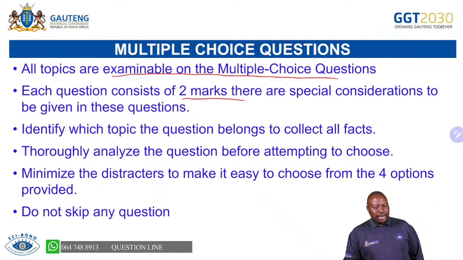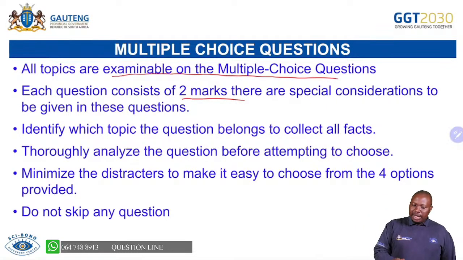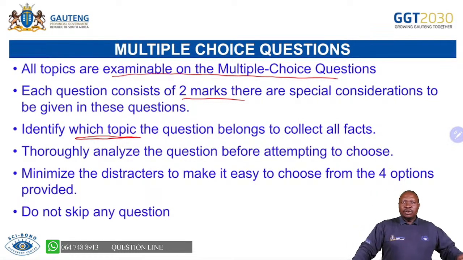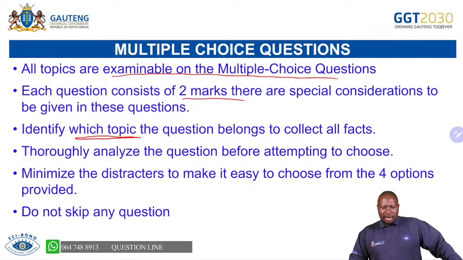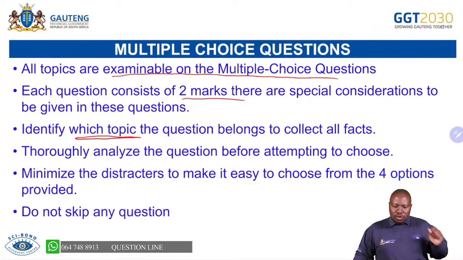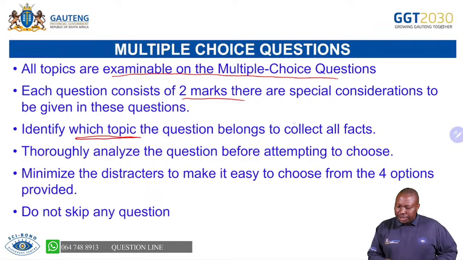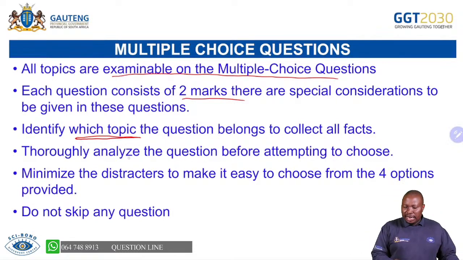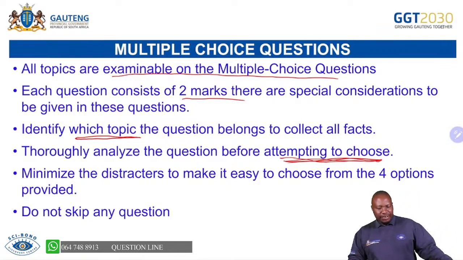There's special consideration to be given in these questions. You must be able to identify which topic. Always know when you see 1.1 in your paper, you must be able to see that this is organic molecules. And then you must be able to identify the topic which the question belongs, and you collect all the facts about the question. You must thoroughly analyze the question before attempting to choose. So don't just go and choose the answer, analyze the question first.